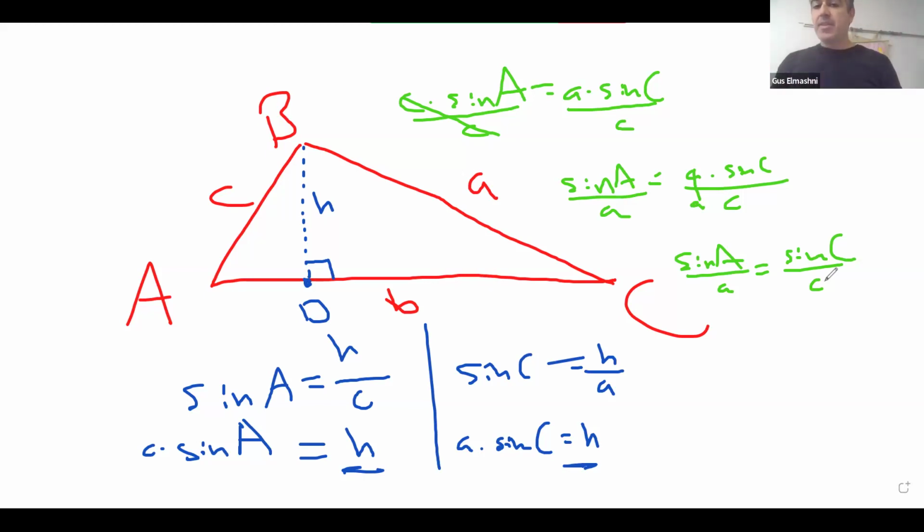So this is called the law of sines, and it can be used to solve for missing sides and missing angles of any triangle. It doesn't have to be a right triangle. It could be any triangle. You can solve for missing sides and angles as long as you know some information about the triangle. Now, what information do you need to know? Let's talk about it.